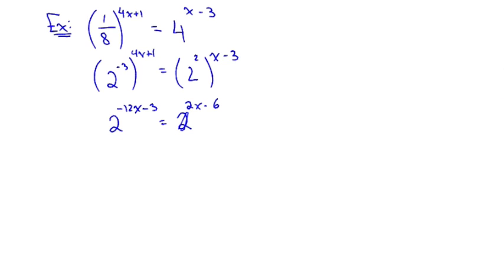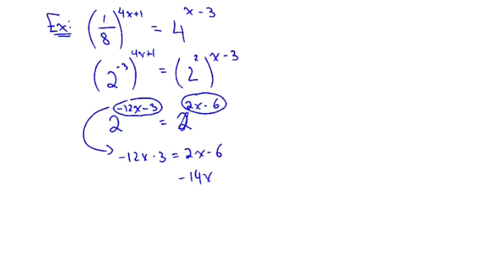Now once you get the bases exactly the same, the domain part of it also has to be equal. So this implies that negative 12x minus 3 has to equal 2x minus 6. Nice, easy thing to solve. So move that over and you get 14x. Move the negative 6 over and you get 3. And then you get x is equal to a very friendly answer, 3/14.